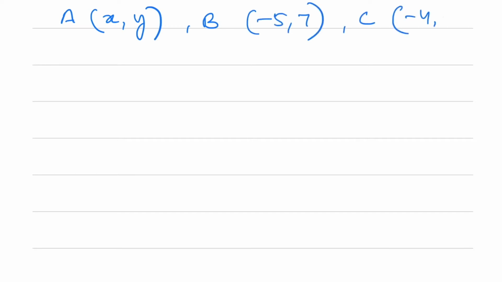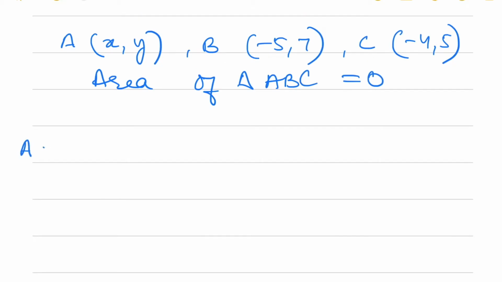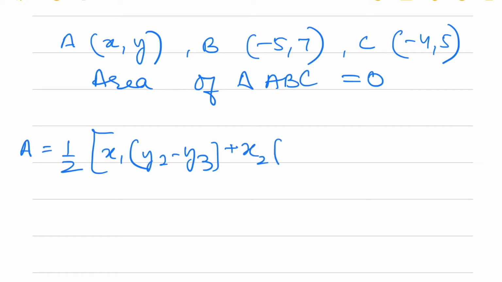5. We are given 3 points, A as (x, y), B as (-5, 7), and C as (-4, 5). And these 3 points are collinear. We have to find the relation between x and y. So when the 3 points are collinear, that means the area of triangle ABC is equal to 0. The area of the triangle formula is half into x1 into (y2 minus y3) plus x2 into (y3 minus y1) plus x3 into (y1 minus y2).